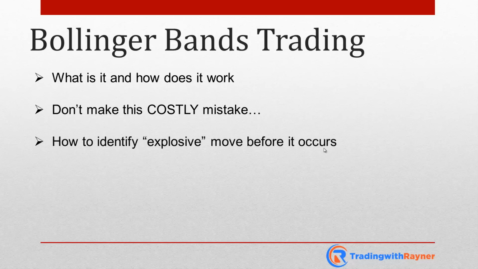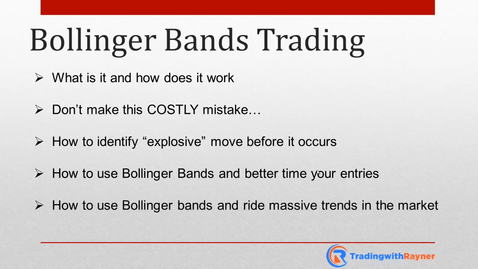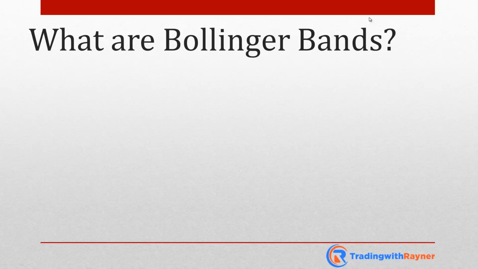Like, how to identify explosive moves in the market before they occur using Bollinger Bands, how to use Bollinger Bands to better time your entries, and how to use Bollinger Bands to ride massive trends in the market. So there's a lot to cover, and I want to dive straight in. So first and foremost, what are Bollinger Bands?